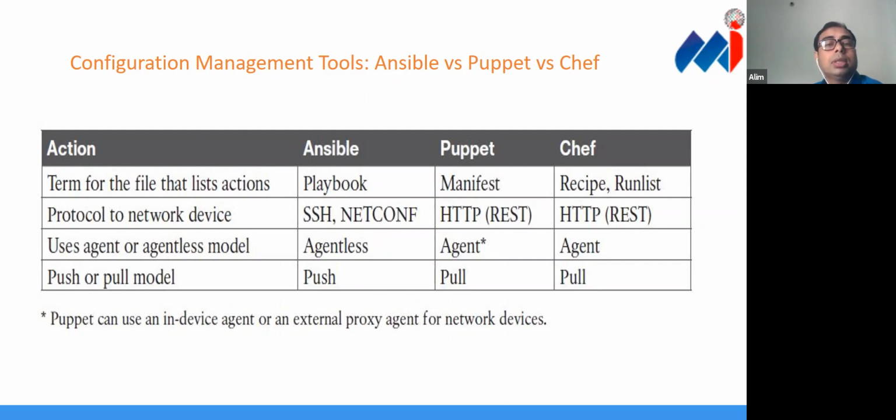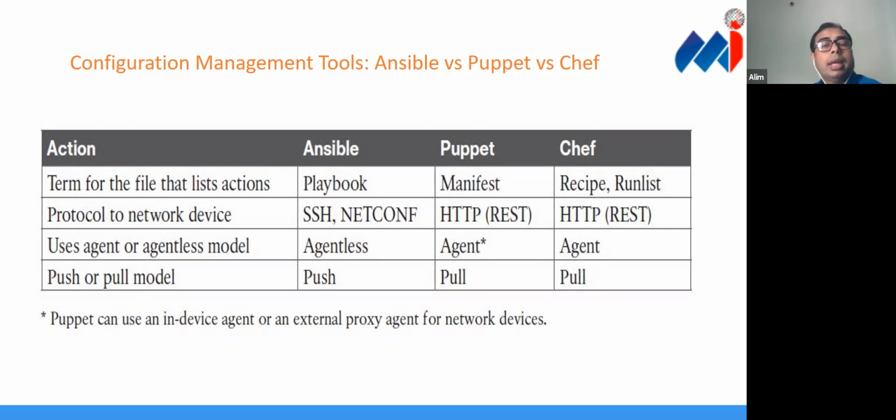One is the term: Ansible's language is the playbook. Puppet uses a manifest, and Chef uses a recipe and run list. Okay. Protocol to the network device: SSH and NETCONF can be used by Ansible. HTTP REST API is used by Puppet. HTTP REST API is also used by Chef.